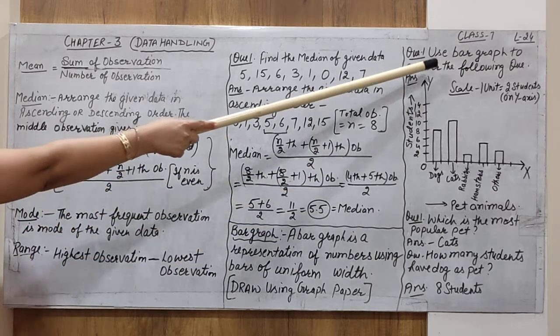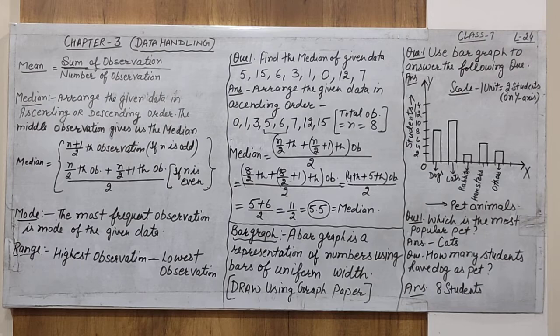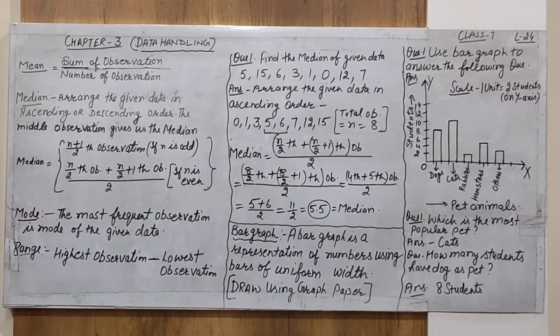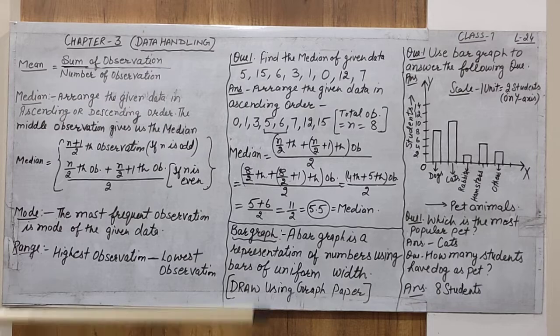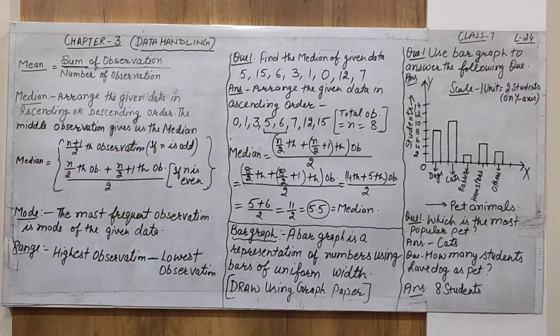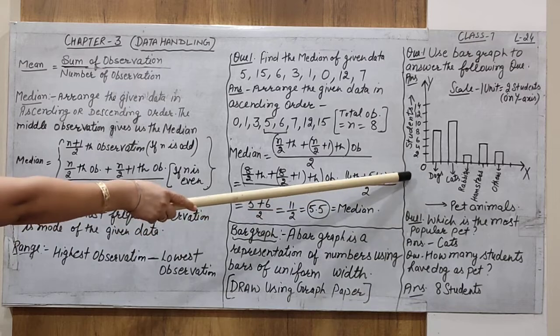The question is, use the bar graph to answer the following question. A bar graph is given to you in this question. This is related to exercises 3.3 and 3.4. Basically, exercise 3.3 is based upon the bar graph and the double bar graph as well. Now the next question is, use the bar graph to answer the following question. Here I have drawn a bar graph for you.